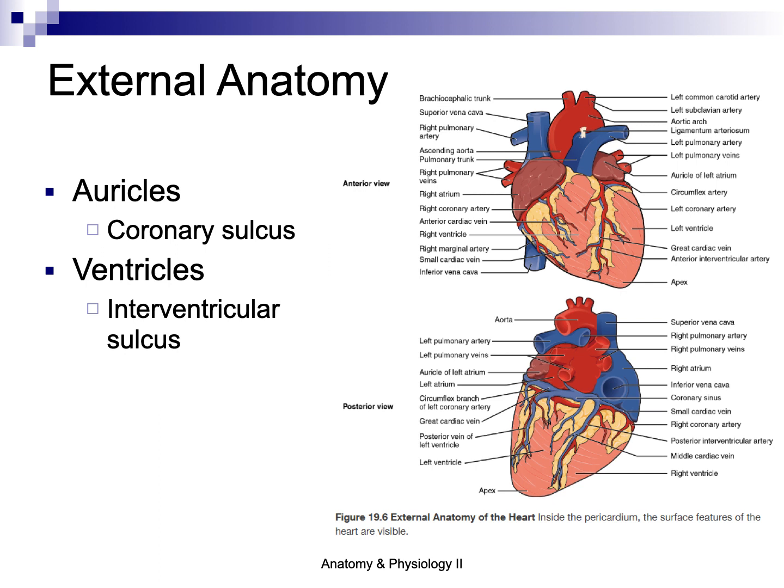You can see grooves between the atria and the ventricles. That groove is called the coronary sulcus. It's filled with coronary arteries and cardiac veins. And then there's a groove between the two ventricles, you can see there. That's the interventricular sulcus, and there's a large artery and vein in there.